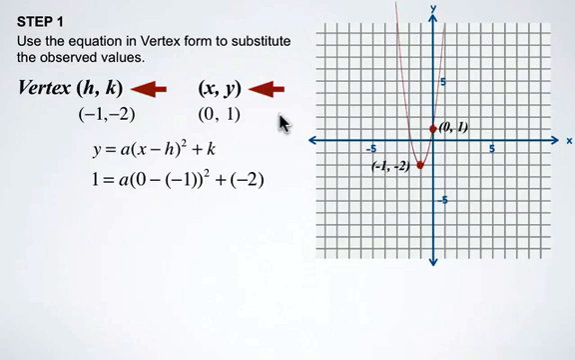Our y value, let's start off with our h, which is -1, so it goes here. Our k, which is -2, which is located there. Our x, which is 0, which will work right here. And our y, which is 1.